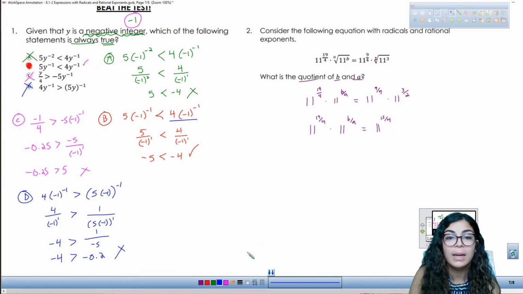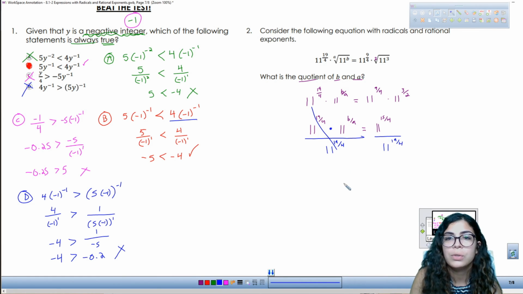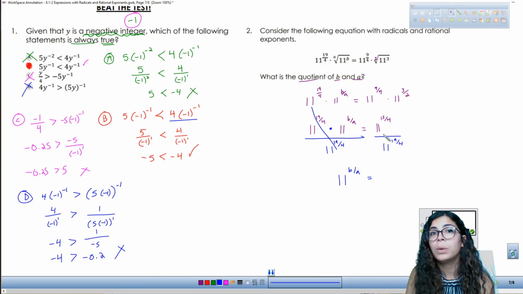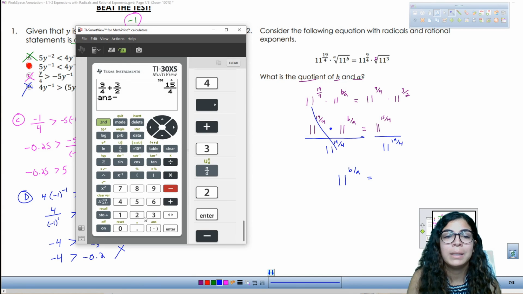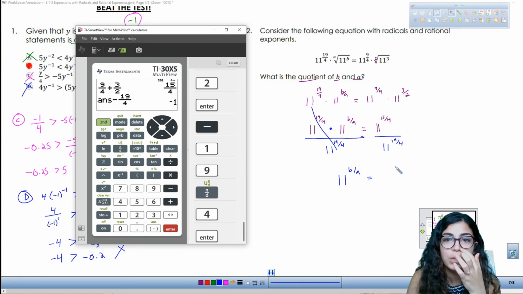Okay, next I need to get rid of this right here, the 11 to the power 19 over 4. Because that is multiplying this, I'm just going to go ahead and divide by 11 to the power 19 over 4, which will cancel that. And of course, whatever I do to one side of the equation, I have to do to the other to balance it out. So I have 11 to the power of b over a equals 11 to the power of 15 over 4 divided by 11 to the power 19 over 4. Now, when dividing, same base, what do we do with the exponents? Subtract them. So I'm going to do 15 over 4 minus 19 over 4. I don't even need a calculator for that. That's negative 4 over 4, which is negative 1, okay?